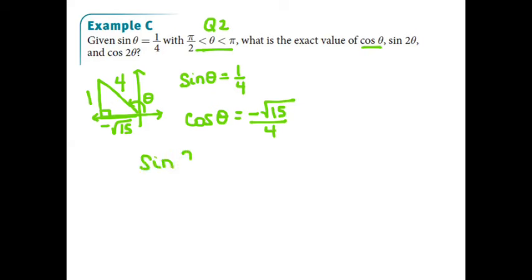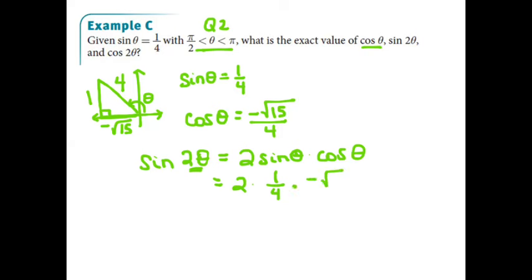Sine of 2 theta. Now here, since I don't know exactly what theta is, I don't know what 2 theta is equal to, but I do have an identity. If you check your foldable on the double angle page, because this is a double angle, you're going to see that sine of 2 theta is equal to 2 sine theta times cosine theta. And we have both of these values, so we're going to plug in 2 times sine theta, which is 1/4, times cosine theta, which is negative square root of 15 over 4.